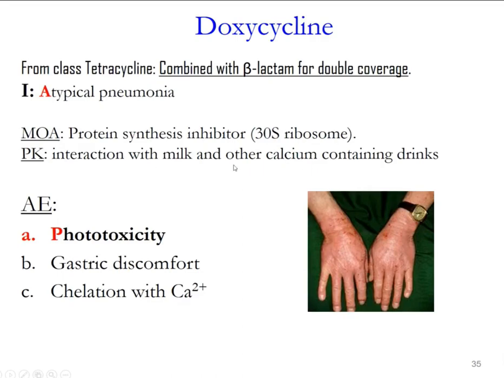Pharmacokinetics: interaction with milk and other calcium-containing drinks. There are two drugs that can interact with milk and calcium-containing products. If you give this drug, be a good physician and advise them. What is the recommendation? Do not take the drug with milk or anything like that. Absorption will be lower. Another important thing you need to advise, because if you forget everything, this is the one thing you need to remember.